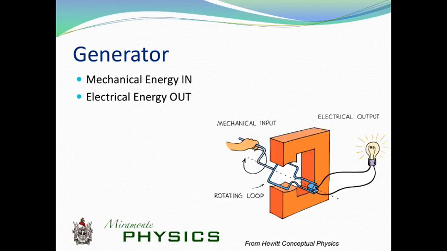Now, that's just a summary. Now we're going to do what's called a generator, which is the reverse. In this case, we're going to have mechanical energy in, or we have a person in this case cranking the coil, and what you're going to get out is electric energy. So how does that work?